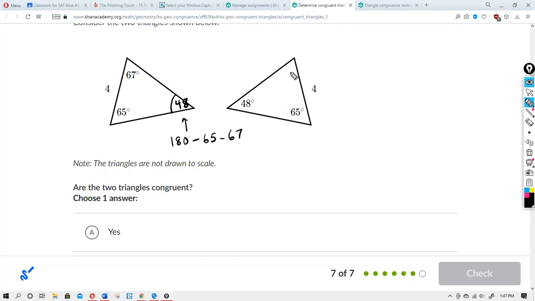And now on the other triangle, we can see that they're the same already. Here's 65 and 65. Here's 48 and 48. So since this one is 67, this one will also have to be 67, because the angles in a triangle always add to 180. If two angles are congruent, then the third angle will be congruent.